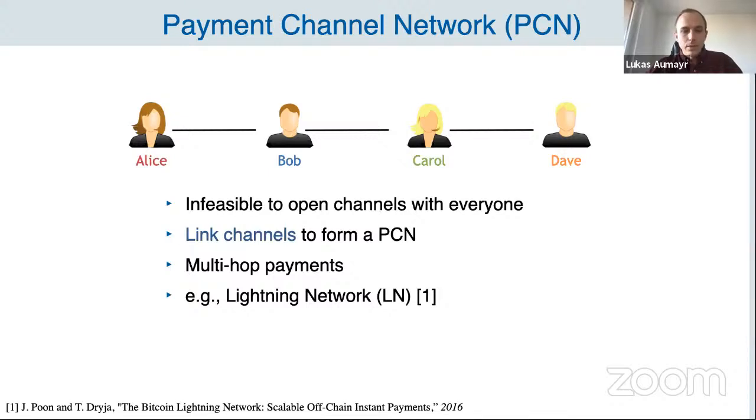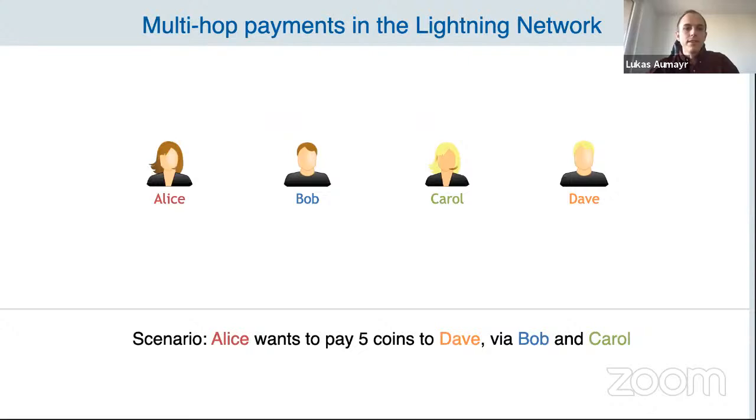And we can see by looking at some current numbers that this is actually used in practice. So there is like $53 million worth of Bitcoin locked in the Lightning Network. There are around 21,000 nodes and 46,000 channels in the Lightning Network. And now let me briefly go over how the payments currently work in the Lightning Network. So assume the following scenario. We have Alice who wants to pay 5 coins to Dave via Bob and Carol. So there's a channel between Alice and Bob, between Bob and Carol, and between Carol and Dave.